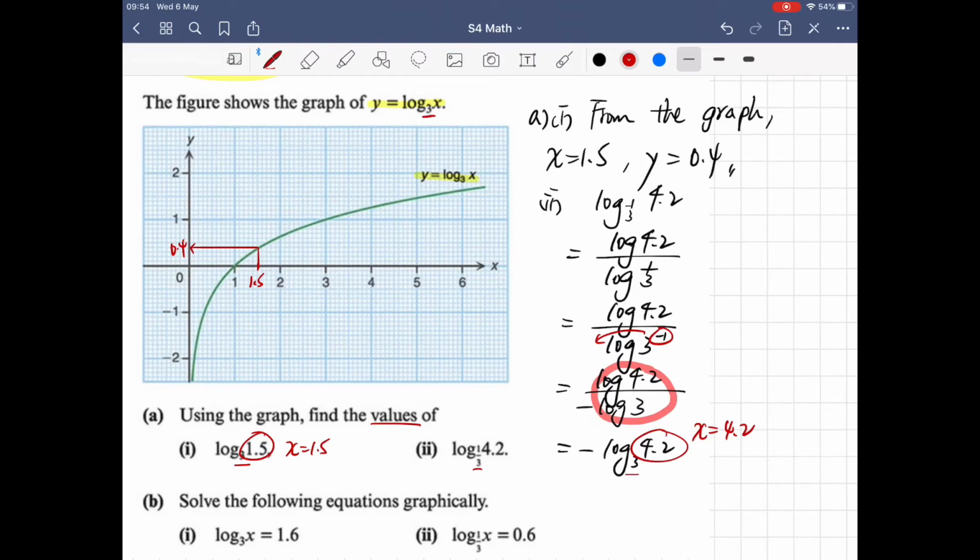Okay, so therefore, I will make use of the graph. So 4.2 is here. And then I will draw a vertical line until it reaches the graph. And finally, I will draw a horizontal line to see the corresponding value of y. And in this case, we know that the value of y is 1.3.